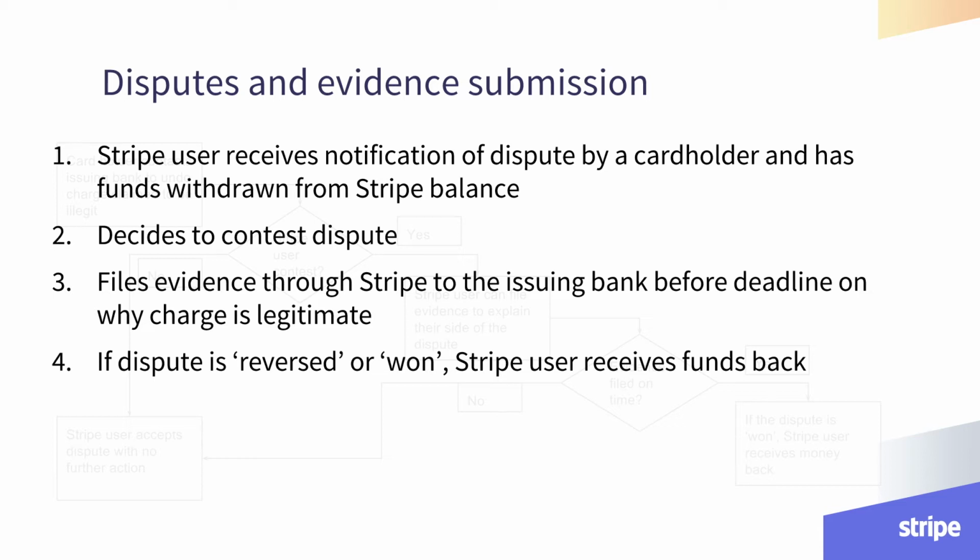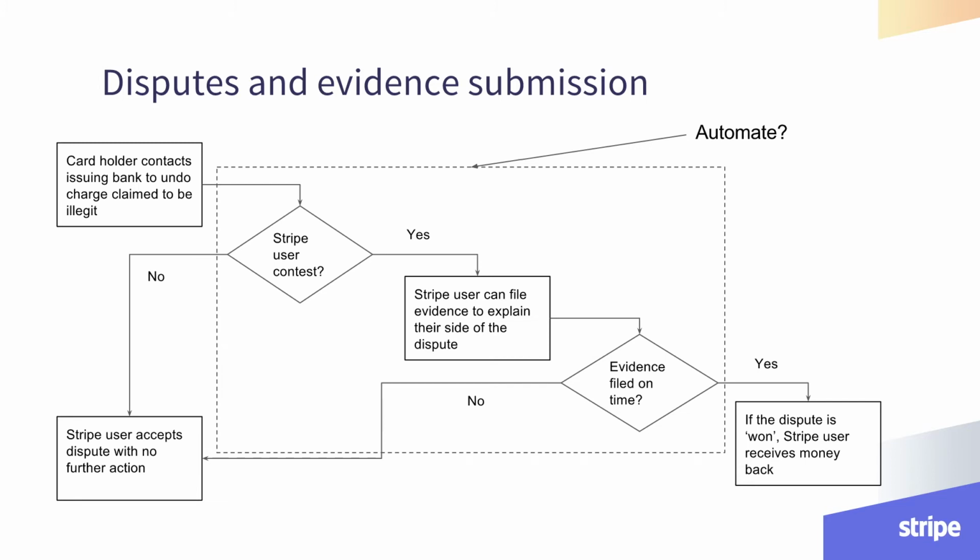They have the option of contesting this dispute, and so they decide to contest. They can then file evidence through Stripe to the issuing bank before a deadline on why they think the charge is actually legitimate. If the dispute is successfully reversed or won, the Stripe user receives those funds back. So this is potentially a very valuable process for Stripe users. However, it can also be somewhat burdensome in that you have to decide whether to contest, gather this evidence, and file it before the deadline, so it's ripe potentially for automation.